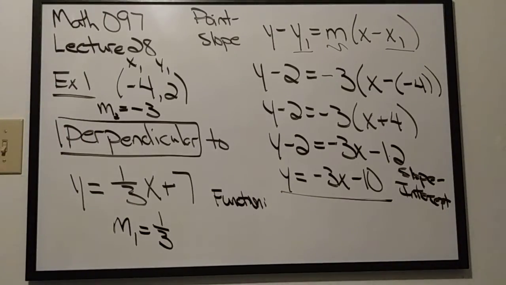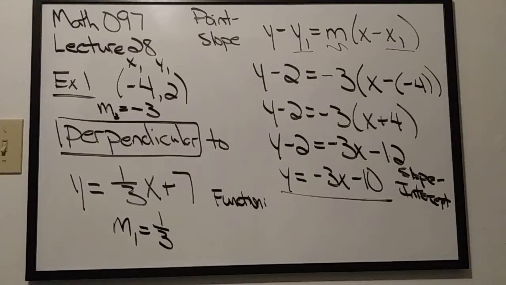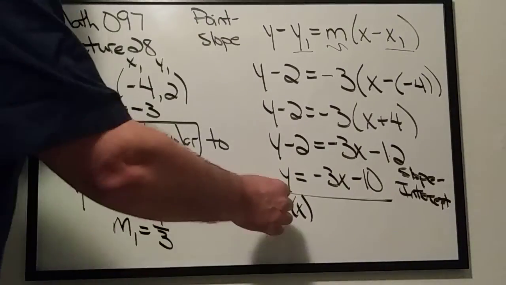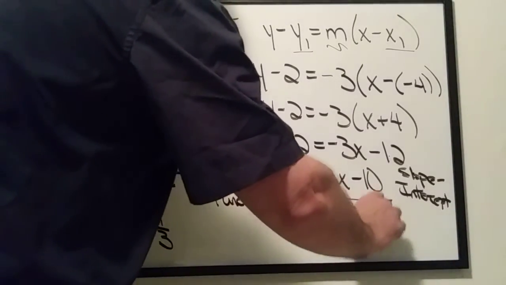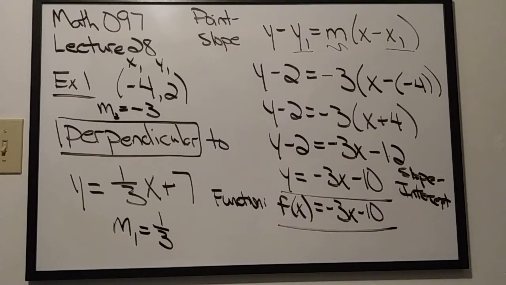So if we write this in function notation, we talked about this last time, you're simply going to take that y on the left-hand side and replace it by the expression f of x. So f of x, same as y, is equal to negative 3x minus 10. So you'll find that one of your homework problems in My Lab Math tonight is going to ask you to write your answer in function notation. So just make sure that you use the f of x for the y.